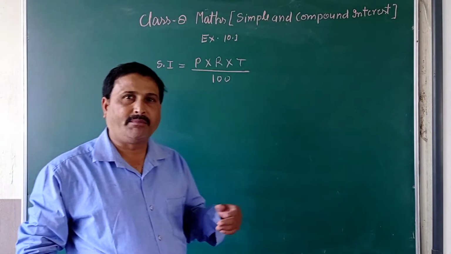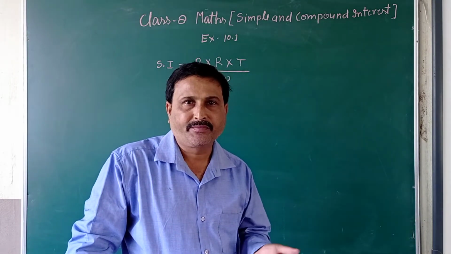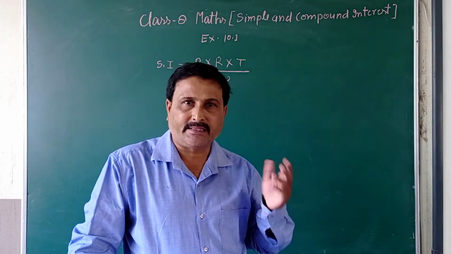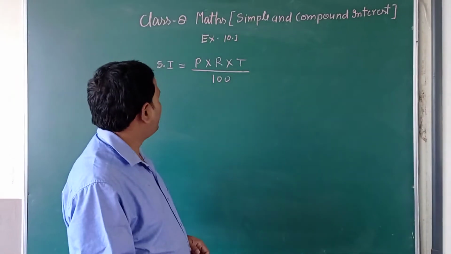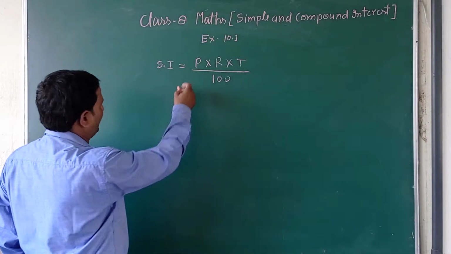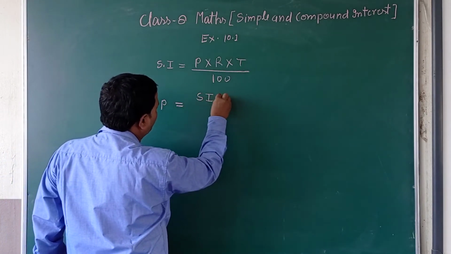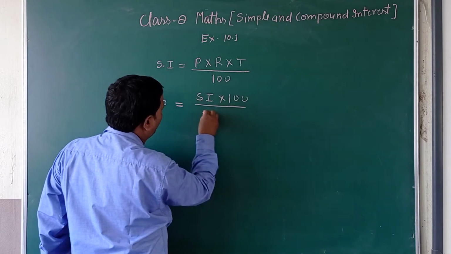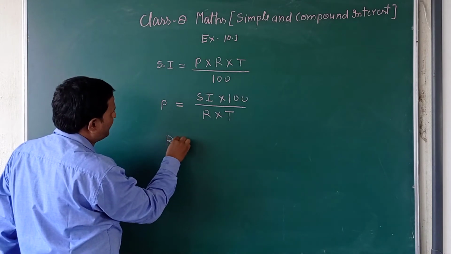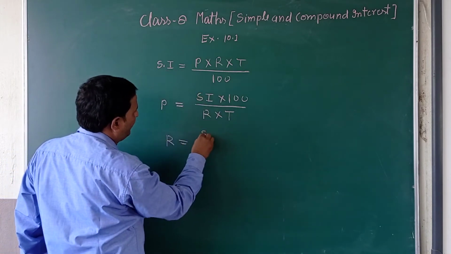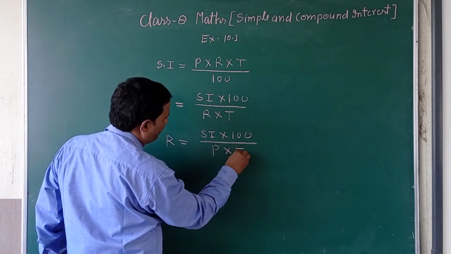Suppose time is given in months, then it is divided by 12, converting to years. If it is given in days, then divided by 365, converting into years. From this you can calculate principal: P is equal to SI into 100 upon R into T. Suppose you want to calculate rate: R is equal to SI into 100 upon P into T.